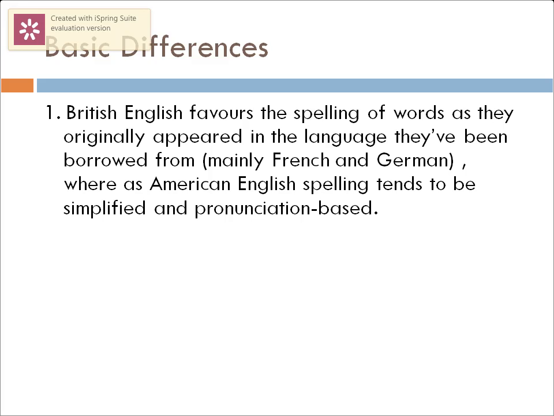Okay, so what are the basic differences in the British and American spelling? British English spelling favors the spelling of the words as they originally appeared in the language that they have been borrowed from, mainly French and German. The words which were taken into English as loan words from French or German, the British English spelling favors the original spelling of those words, whereas American English spelling tends to be simplified and it is mostly pronunciation based.